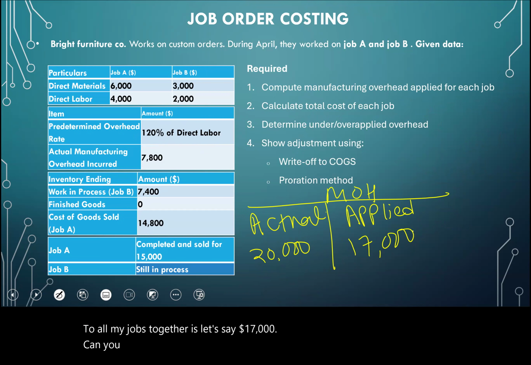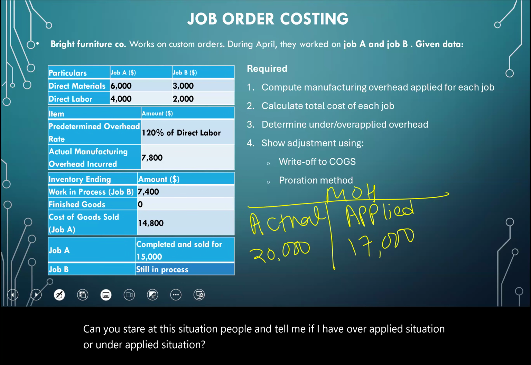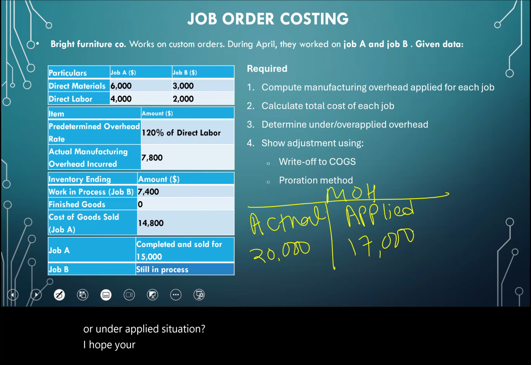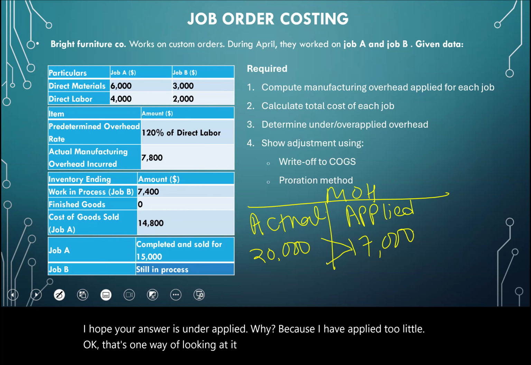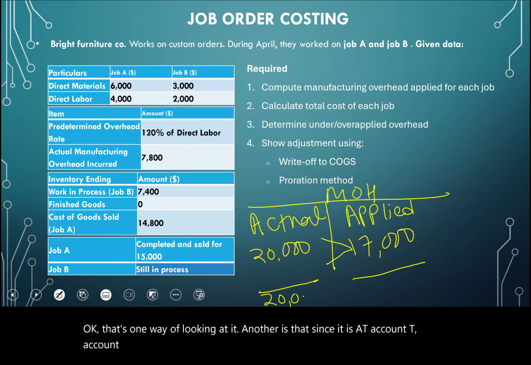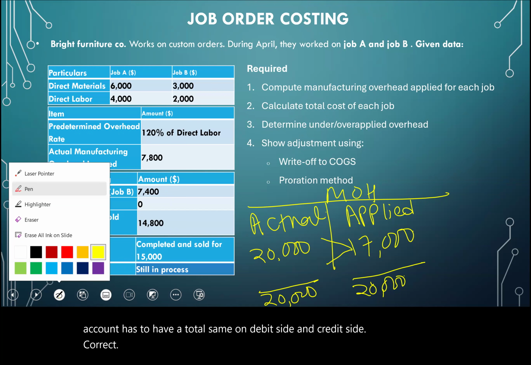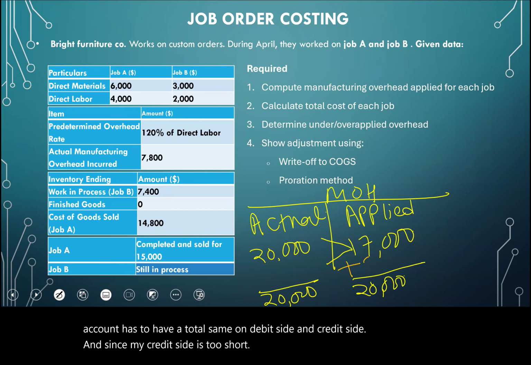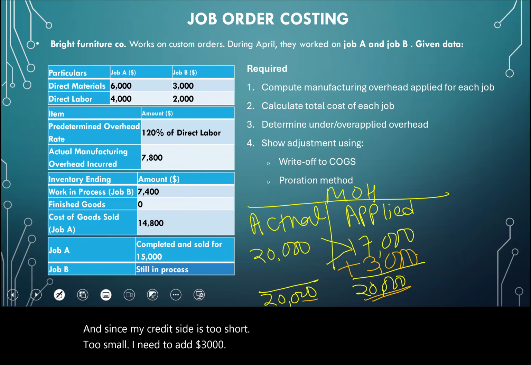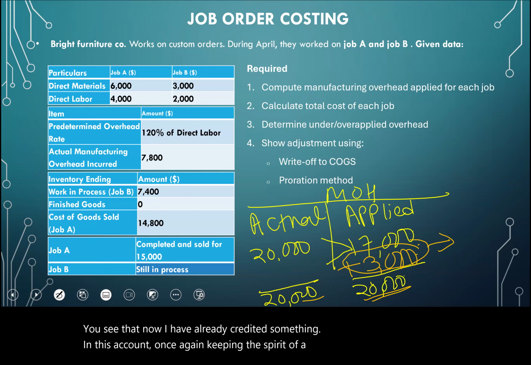Can you stare at this situation, people, and tell me if I have an overapplied situation or an underapplied situation? I hope your answer is underapplied. Why? Because I have applied too little. Okay, that's one way of looking at it. Another is that since it is a T account, it has to have the same total on the debit side and credit side, correct? And since my credit side is too small, I need to add $3,000 here in order to balance the two sides. You see that? Now I have already credited something in this account. Once again, keeping the spirit of a double entry system, I should find a corresponding debit to make this adjustment.